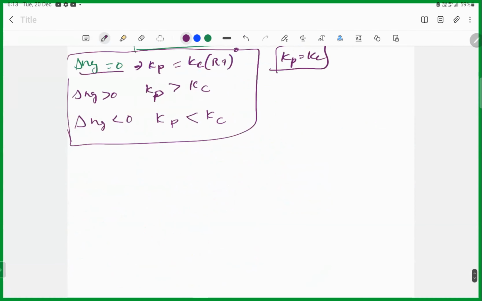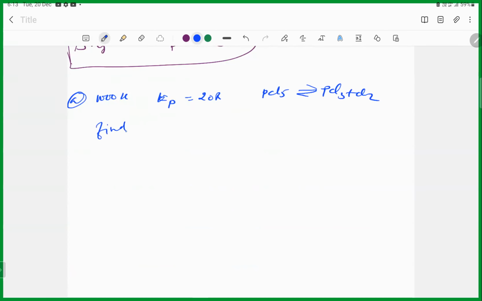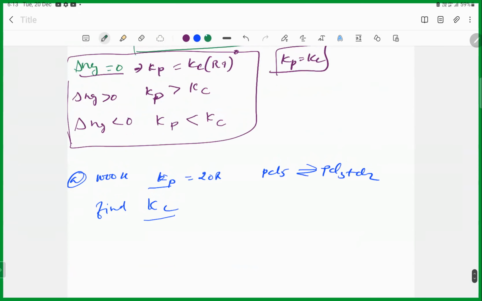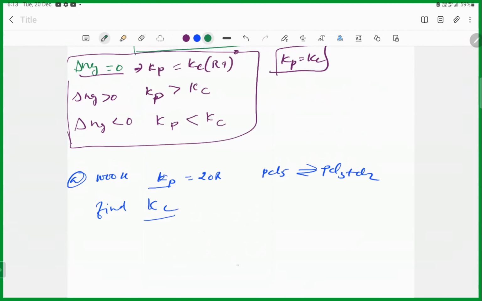At 1000 Kelvin, the Kp value of the reaction is 20R. The reaction is PCl5 gives PCl3 plus Cl2. Then find Kc. எப்படி கண்டுபிடிப்ப? What is the relationship between Kp and Kc?